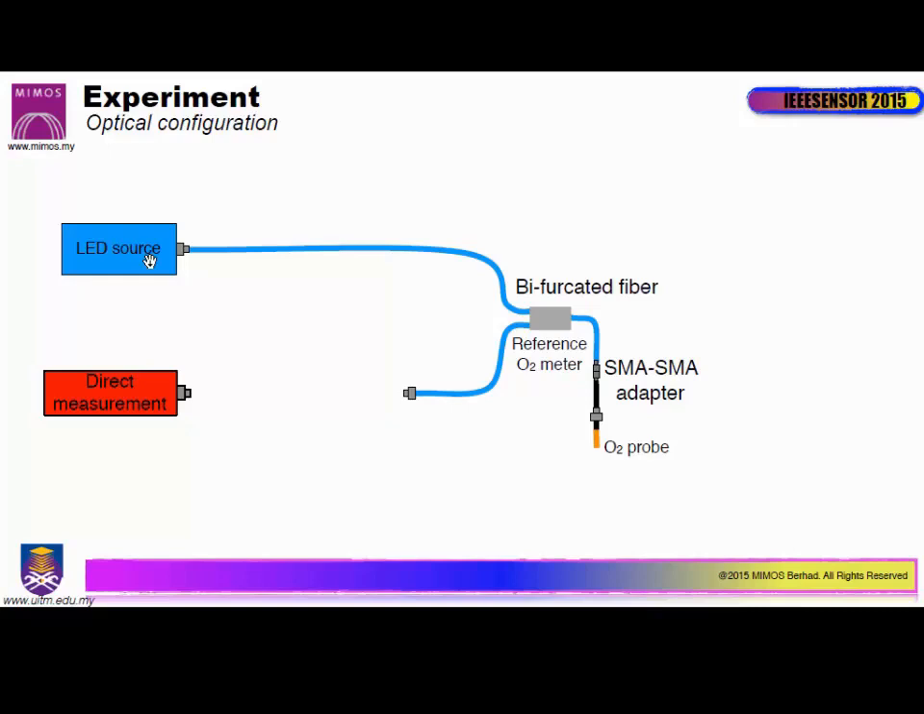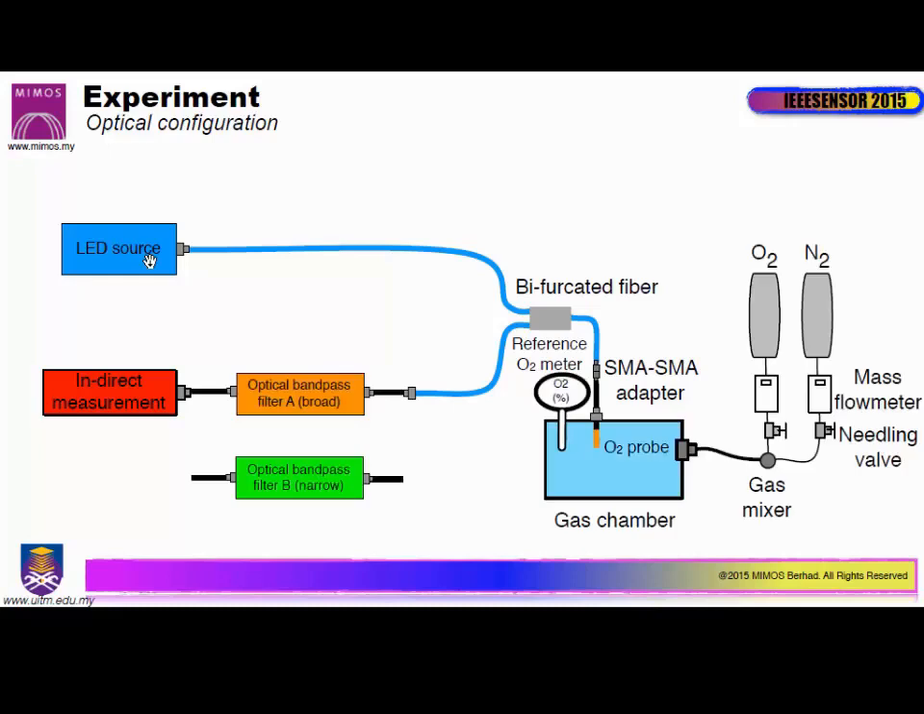And the sensor is connected back to the bifurcated fiber, and we have these two different measurement techniques: the direct measurement, which is the intensity-based, and the indirect measurement, the phase-based. And the thing that we investigate is actually the inclusion of two types of bandpass filter, the emission filter. One is a broad bandpass filter, and the other one is a very narrow bandpass filter. And we put this sensor inside the gas chamber, and we vary the oxygen concentration through the use of the gas mixer.